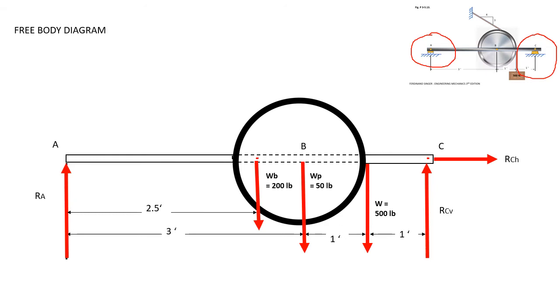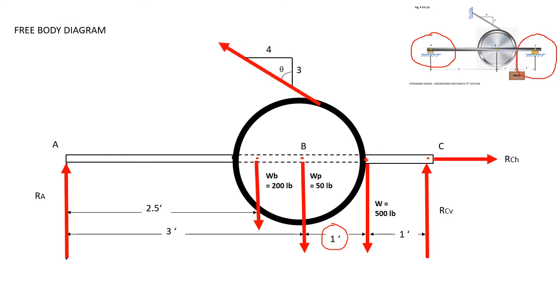So another one is the weight of the pulley, which is equal to 50 pounds. It is at the center of the pulley. And then we have a weight load, which is equal to 500 pounds. So we have a radius here of 1 feet. We have a radius here, 1 feet, and its distance from the rim of the pulley to point C is 1 feet also.